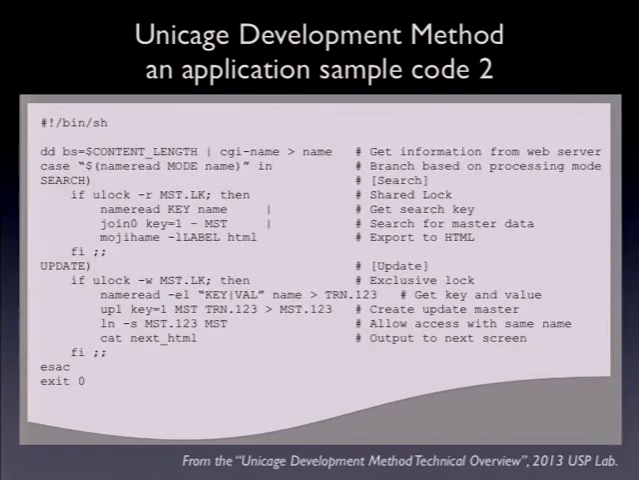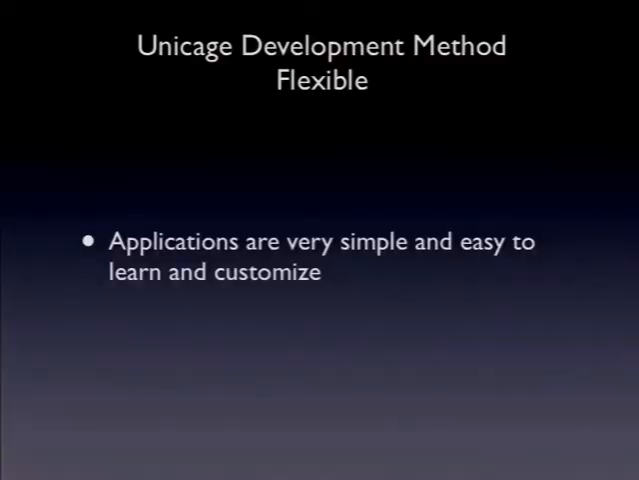This is Amazon's example. This is a web application, and that's all. This script acts as database update and database search, using Tukubai commands like name, read, join, zero, mojihame. Why flexible? Because it's simple and easy to run and customize.